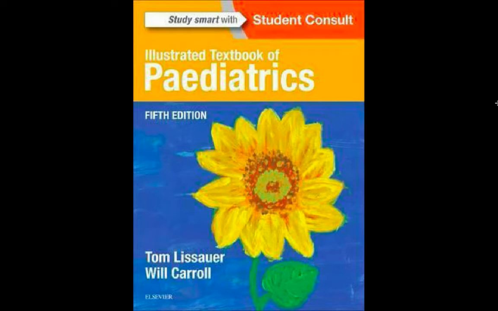Tricuspid atresia is the most common complex congenital heart disease. So now I'll be looking at tricuspid atresia. In tricuspid atresia, only the left ventricle is effective, the right being small and non-functional.